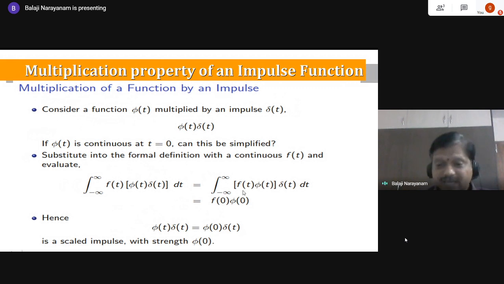As a result, taking that simple concept, if you apply that, you observe that your f of t does exist for only t is equal to 0, and hence here you will get f of 0 multiplied with phi of 0. Hence, the multiplication of phi of t with the delta of t resulted in phi of 0 delta of t, which is a scaled impulse, and as we are substituting 0, phi of 0 is like a strength or amplitude you are going to get. So this is the multiplication property of an impulse function.